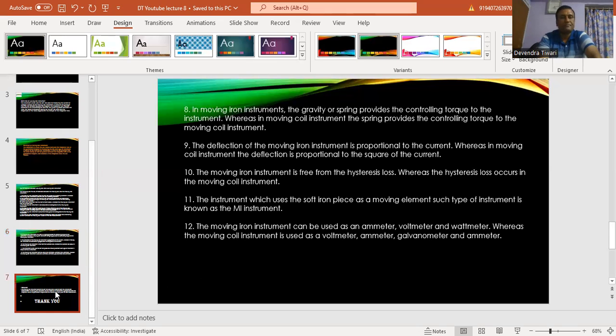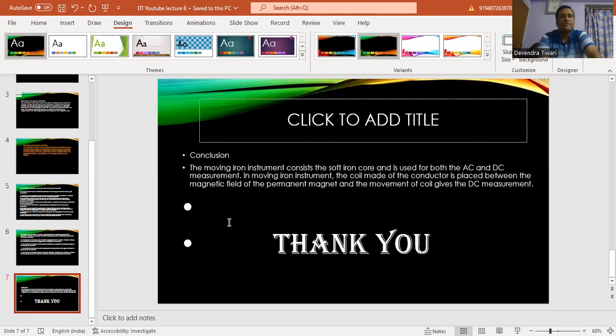Move to the next slide. Now the conclusion. The moving iron instruments consist of a soft iron core and are used for both AC and DC measurement. In moving coil instruments, the coil made of conductor is placed in the magnetic field of a permanent magnet, and the movement of the coil gives the DC measurement. Again, I want to explain the conclusion: moving iron instruments consist of a soft iron core and are used for both AC and DC measurement, and in moving coil instruments, the coil is placed in the magnetic field of the permanent magnet, and its movement gives the DC measurements.